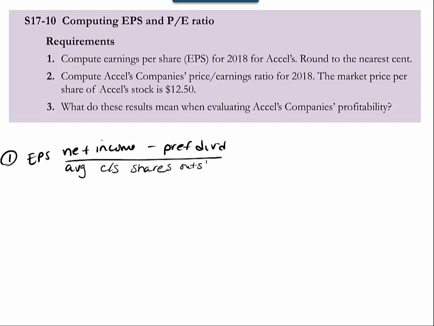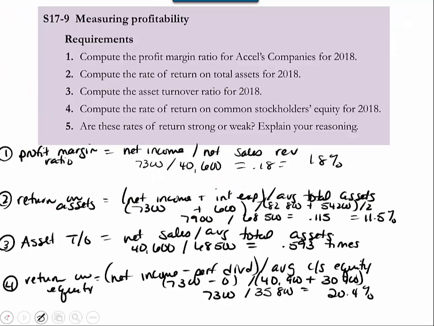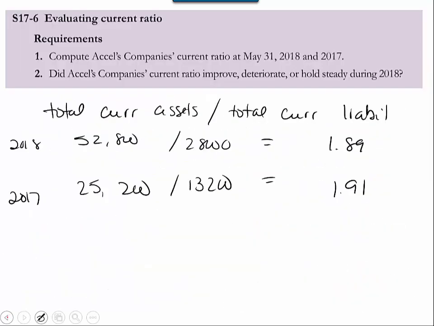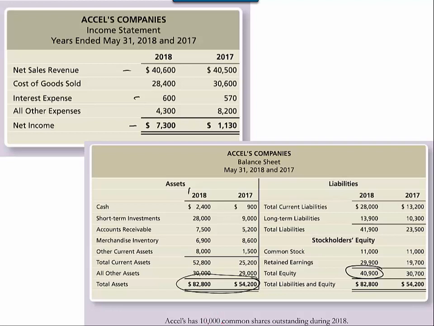Shares outstanding. So our net income was $7,300. We had 0 in preferred dividends, and there was just a little note at the bottom of the balance sheet saying that they had 10,000 shares. So they told us they had 10,000 shares in common stock, and you can see right here that nothing changed.